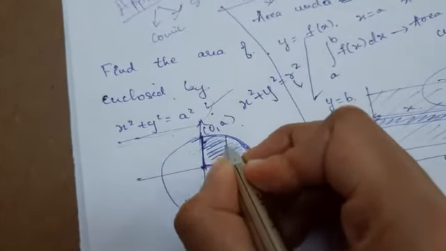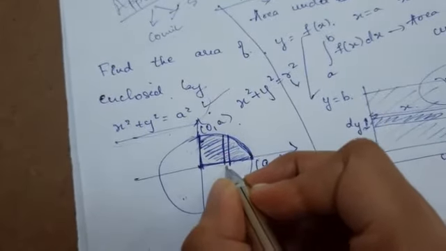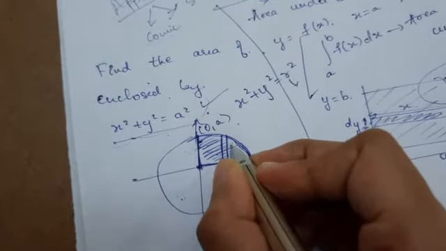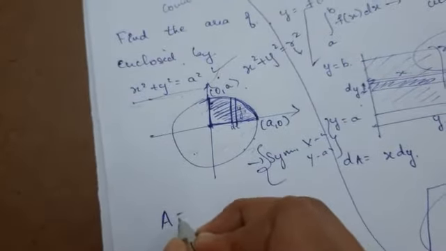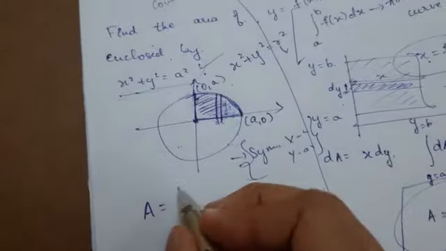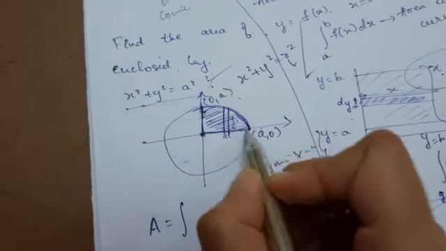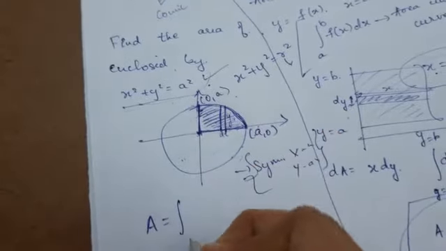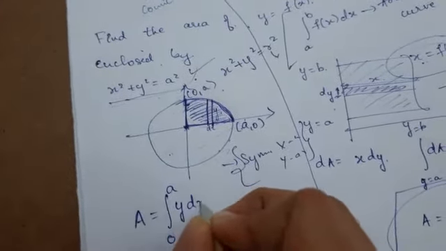Suppose I draw a horizontal strip here. This is our dx and this will be our y. So how will our area be? A is equal to the integral. So from where to where are we finding this curve? This is from 0 to a. So 0 to a, y dx.